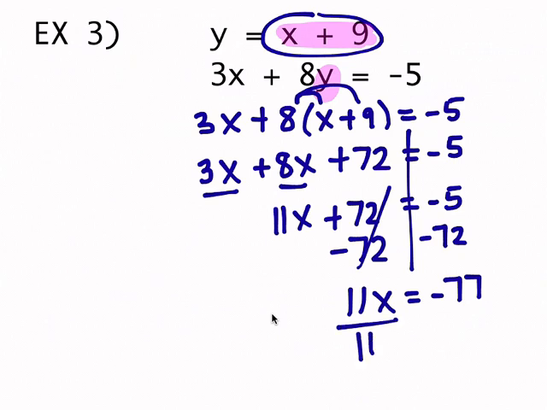Now I'm going to divide both sides by 11 to get x is equal to negative 77 divided by 11, which is a negative 7.